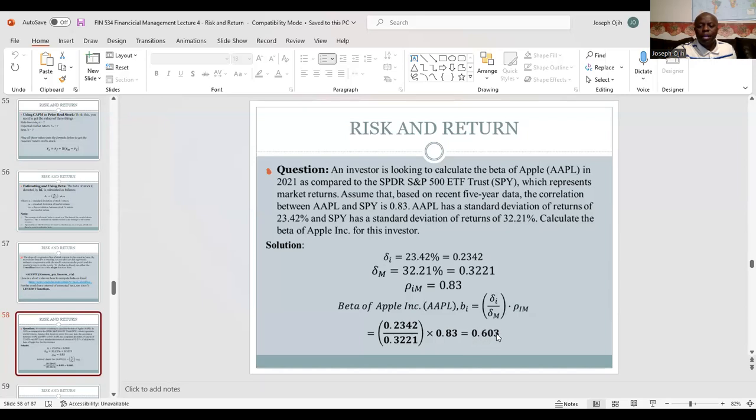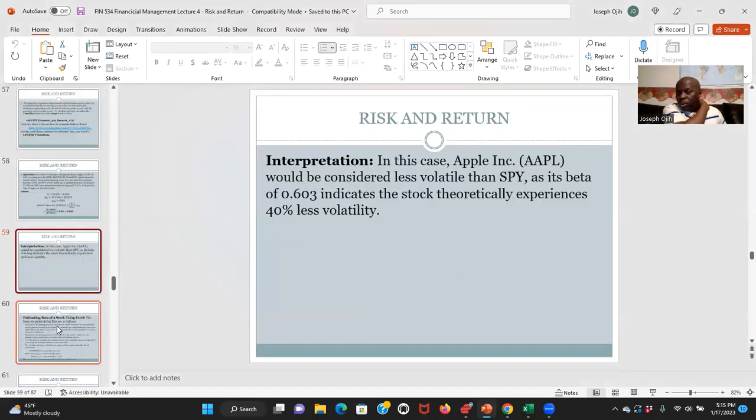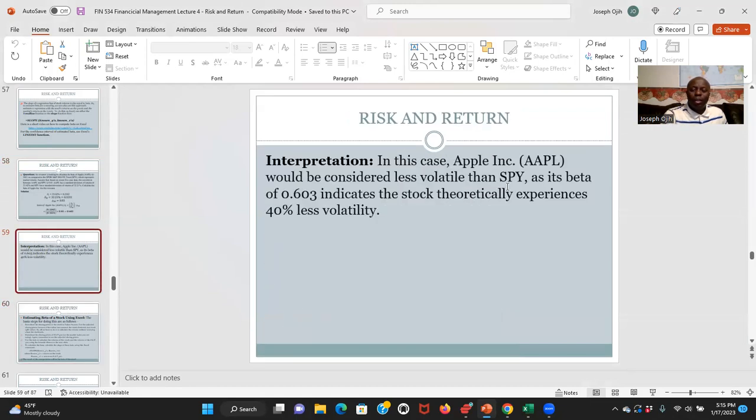Now, what does this mean? You see, the market beta is 1, and this one is 0.603, which means that it is less risky or less volatile than the market. So Apple stock will be considered to be less risky or less volatile than the market, which is the SPY, or the SPDR S&P 500 ETF Trust. So I hope you are having fun so far.